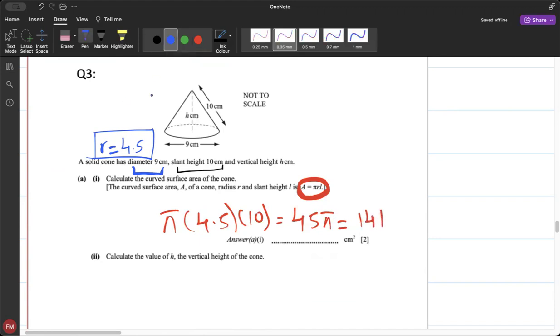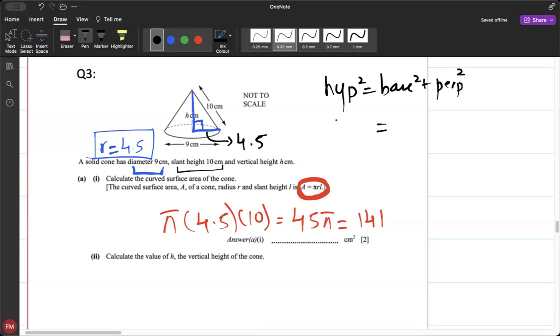The next part, however, says that you have to figure out the height. Now, in this case, we already know that this is going to form a 90. We know that's how the triangle looks. What does the base look like? I just said if it's given to you as a diameter, you can take half of that. So this clearly means that's going to be 4.5. The slant height is 10. And this is the perpendicular they're asking us. So I would expect that you should know how to use Pythagoras. Hypotenuse squared equals base squared plus perpendicular squared. So let's just plug in the values. My hypotenuse is 10 squared. My base is 4.5 squared. And perpendicular is what they're asking us, which is h squared. I move it to the other side, take the square root in my calculator.